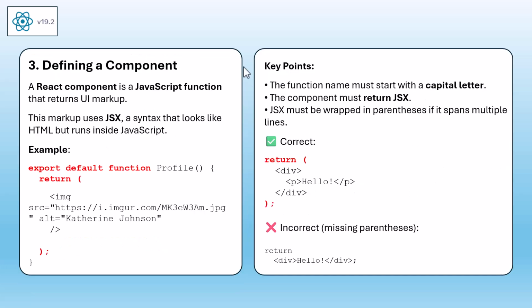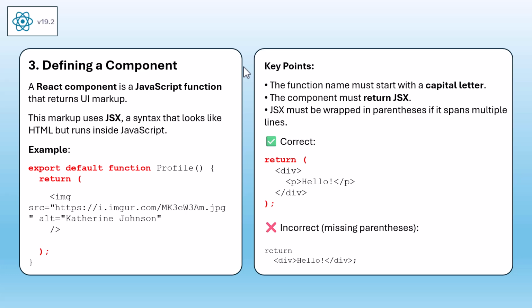3. Defining a component. Now, how do we actually define a component? A React component is simply a JavaScript function that returns a piece of the user interface. The special syntax it uses to describe the structure of the UI is called JSX. It looks similar to HTML, but it's written inside JavaScript.